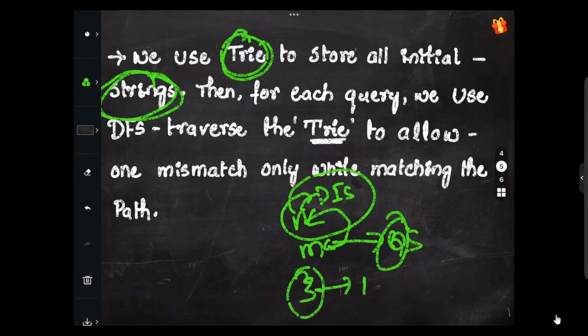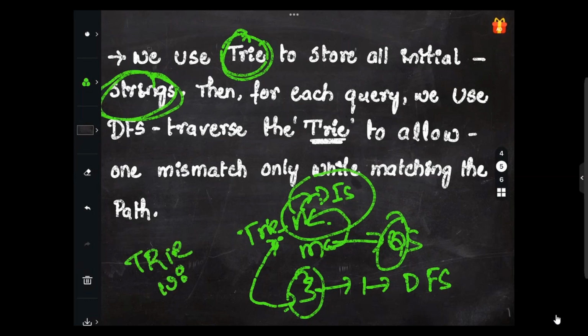For each query we will be making use of the DFS traversal. We will be making use of the DFS traversal, and the trie allows one mismatch only. Whatever the trie is used to store, the initial strings, the n part, right? So the trie allows only one mismatch while matching the path. This is how we will be making use of the trie along with the DFS traversal basically. So this part is completely clear.